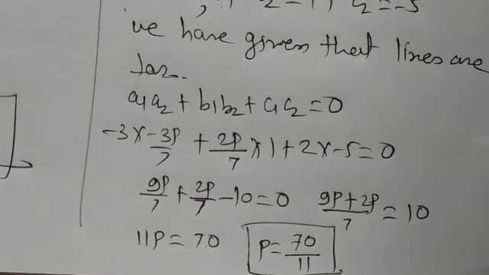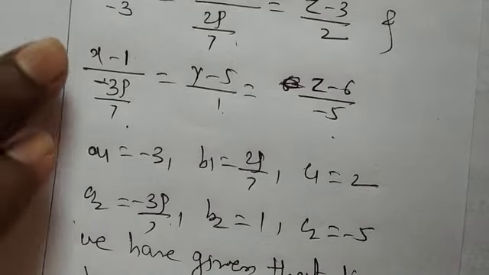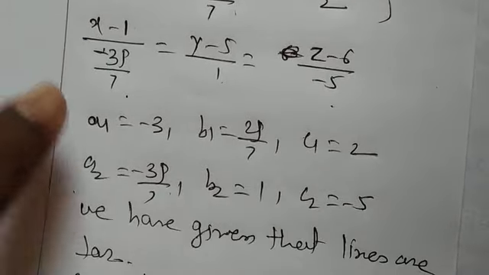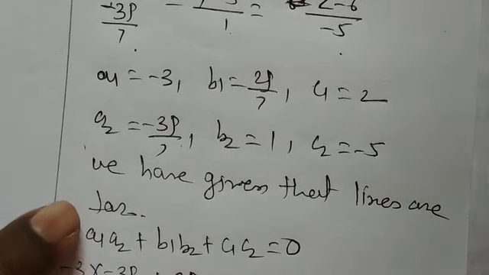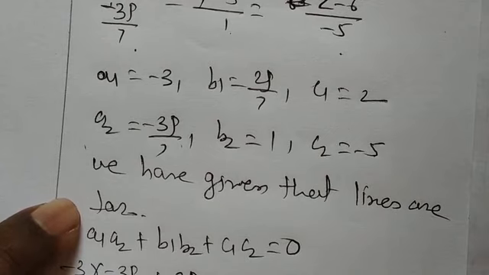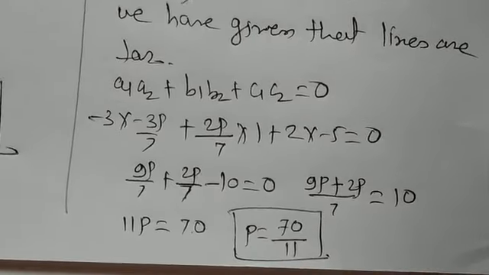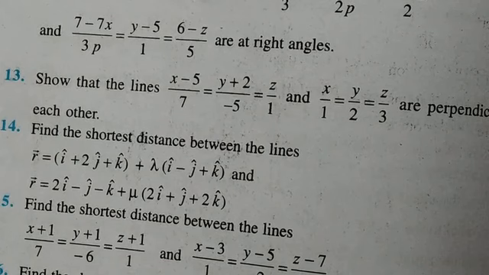Now we just want to change the given line into the standard format, then compare and find the values of a1, b1, c1, a2, b2, c2, and we know the condition of perpendicularity. If the two lines are perpendicular, then their dot product becomes 0. Hence the answer will be the same, p equals 17 by 11. Same as number 13, you can do it well.